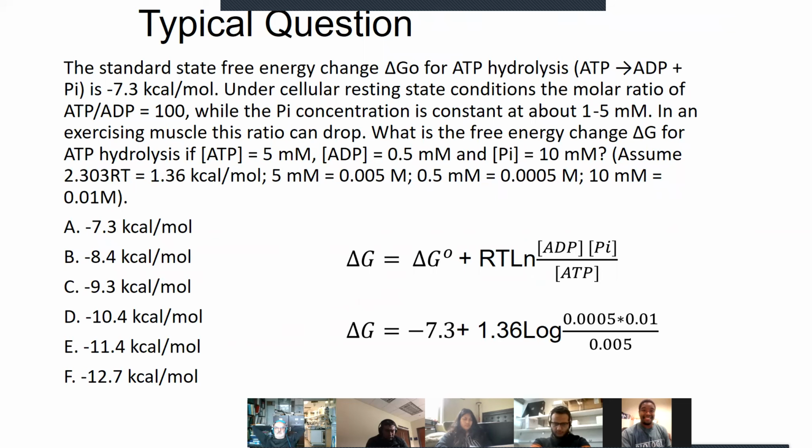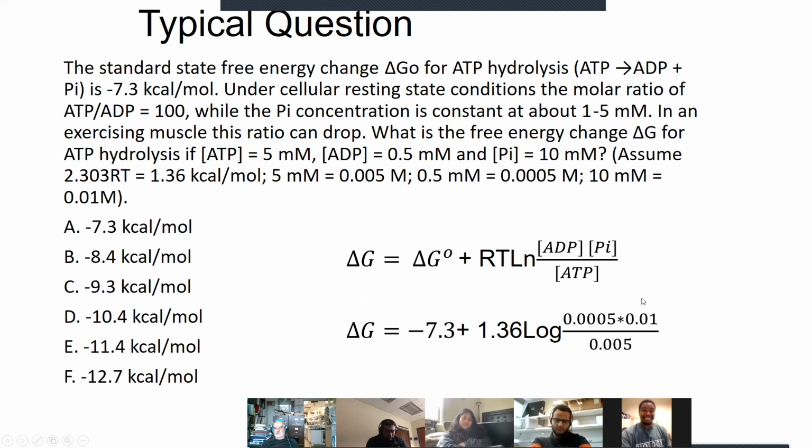Okay, again, in that lecture, there's an example of a typical question that I ask in exams, where I give you the standard state free energy. Here it's in kcals, not joules. I give you an initial concentration of ATP and ADP and Pi. I give you some approximations for the RT 2.303 term. And then I ask you to plug numbers into this equation and solve for the total free energy change under these conditions. So remember how this works. Under any given set of conditions, that will give you the free energy.